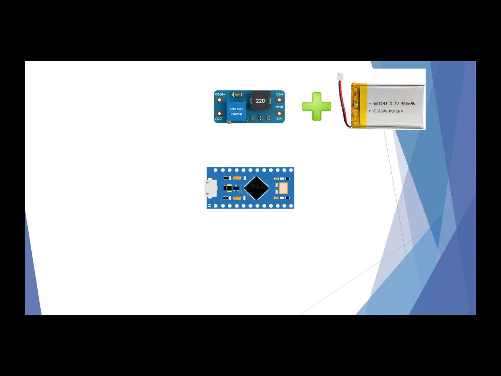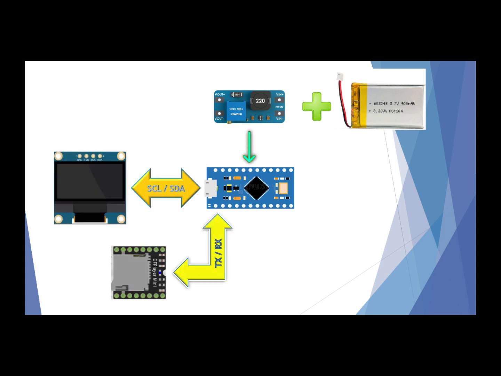Now, after getting the supply, what will the Arduino do? Along with the Arduino Nano, 2 more components are connected: one is the 1.3-inch OLED display, and the other is the DFPlayer. It will start signaling the 1.3-inch OLED display and the DFPlayer. One thing I want to mention here is that both the 1.3-inch OLED display and the DFPlayer take their supply from the Arduino Nano.